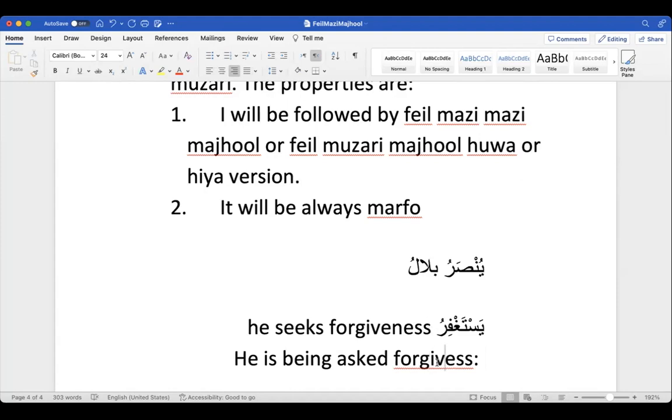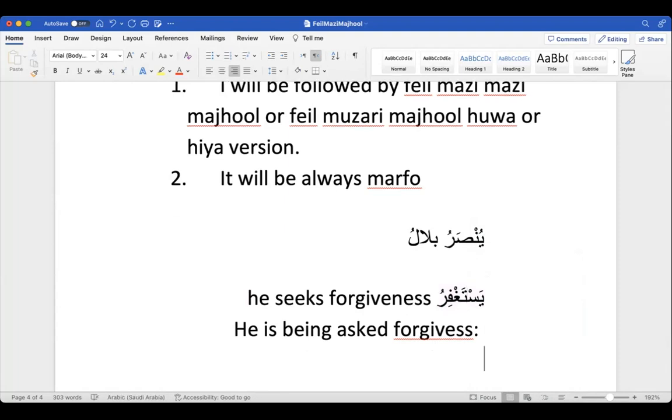So Yustaghfaru is right, right? So first will be Yus, U, then it will be followed by the multiple R's, right? Okay, so let me see where I want to write here. Yustaghfaru. Multiple R's, right?